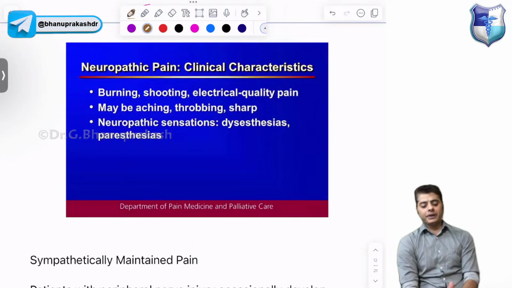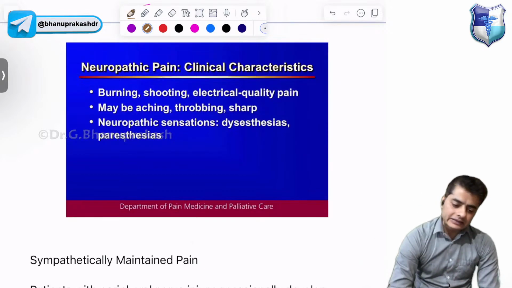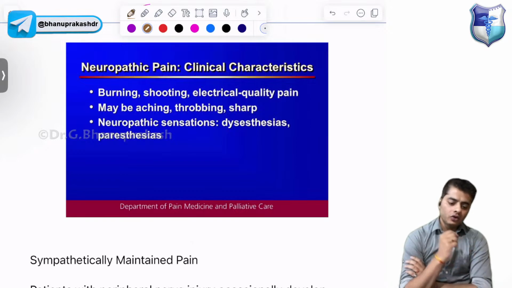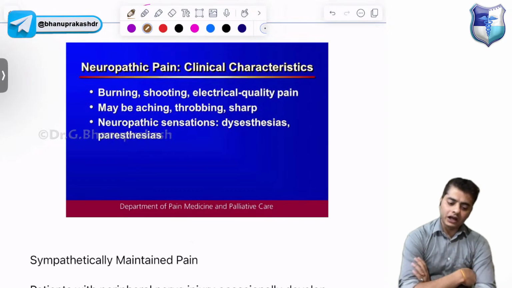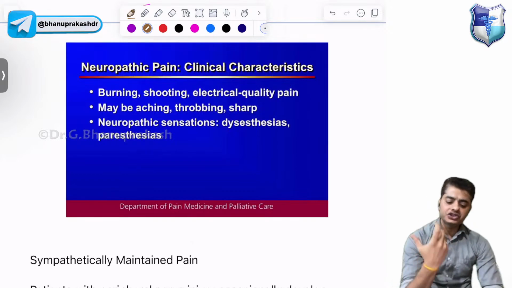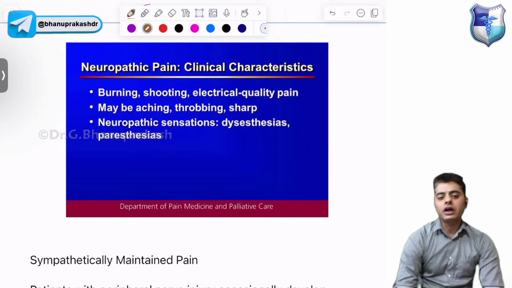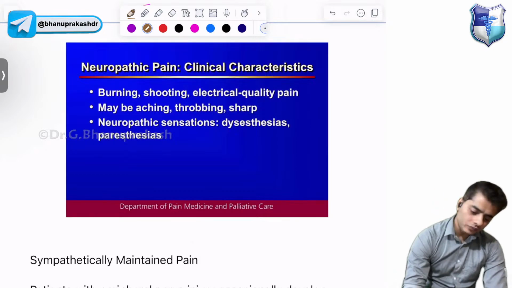Now we'll come to neuropathic pain. Now what is neuropathic pain? It is any burning, shooting kind of pain, electrical pain, itching and throbbing kind of pain. And there will be dysesthesia and paresthesia. Now, dysesthesia and paresthesia are classical for any neuropathic type of pain.